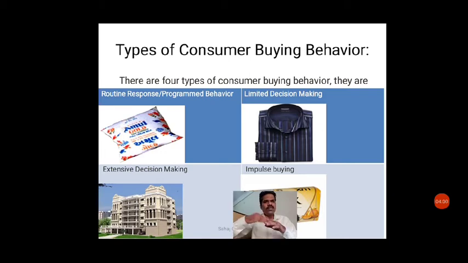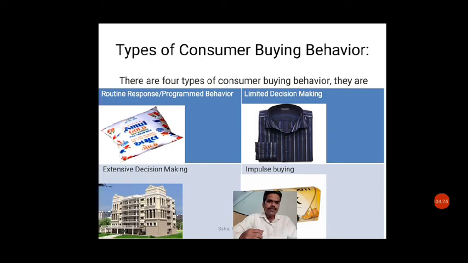But at the extreme end, routine behavior is there. In the morning every day, if we are buying a milk pouch, then we are not passing through all these 6 stages. Impulse buying: in impulse buying, variety-seeking behavior would be there. Lux or Dove or some other soap we would be buying, and our behavior would change periodically.